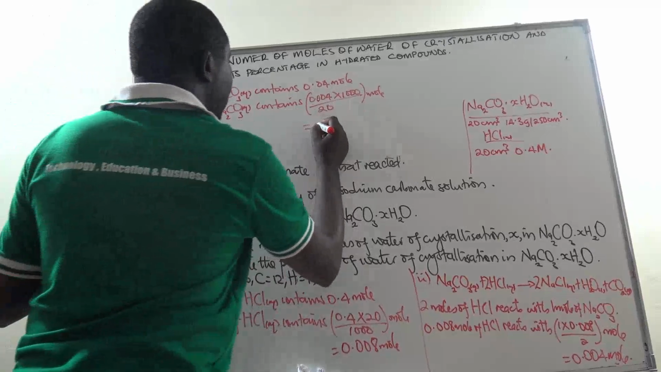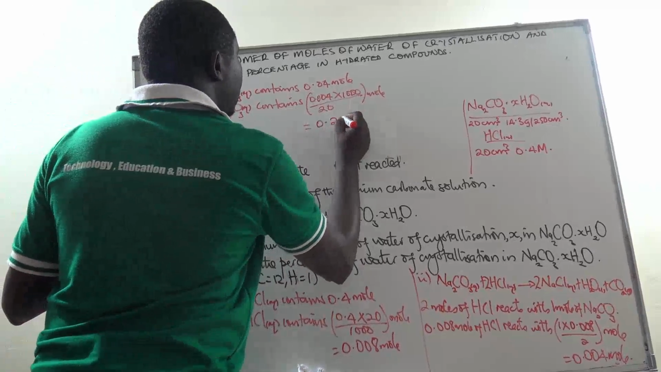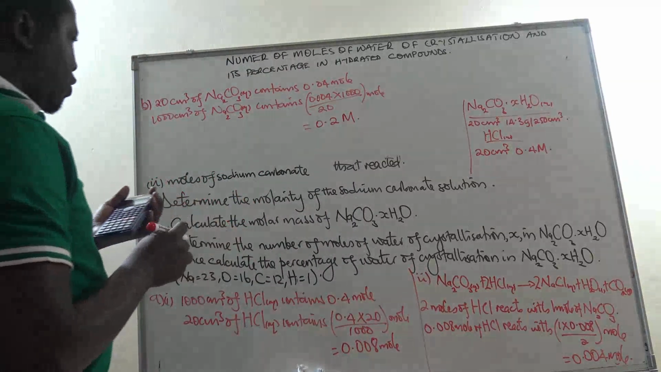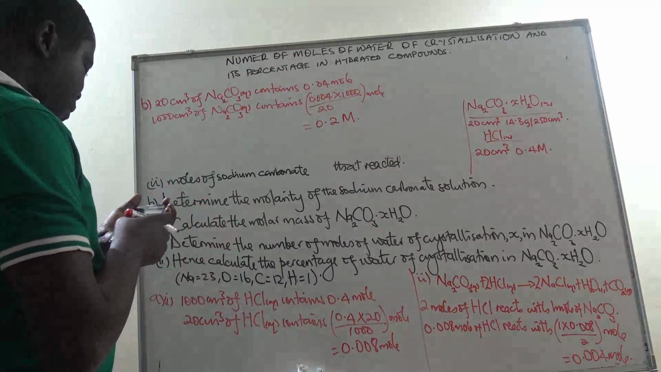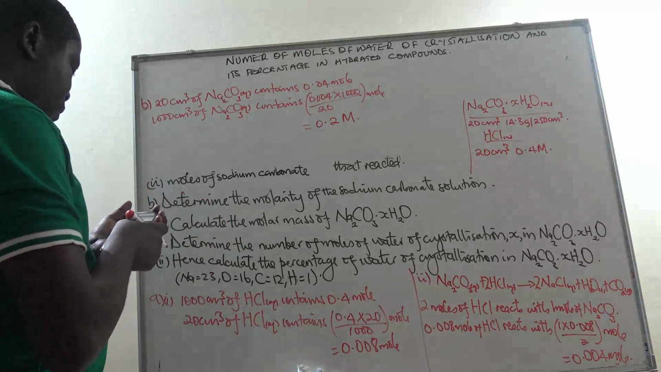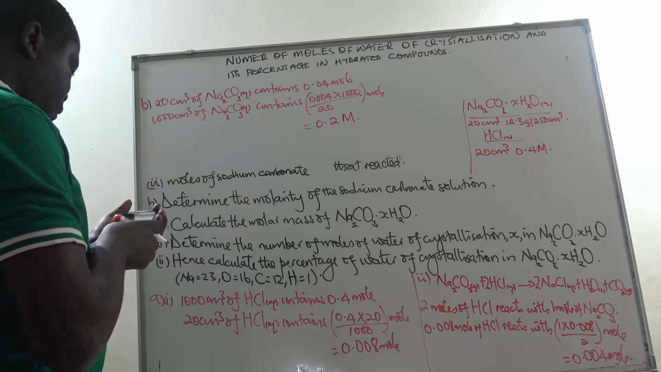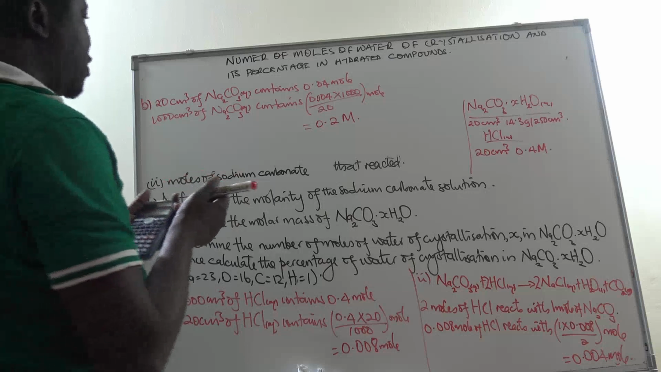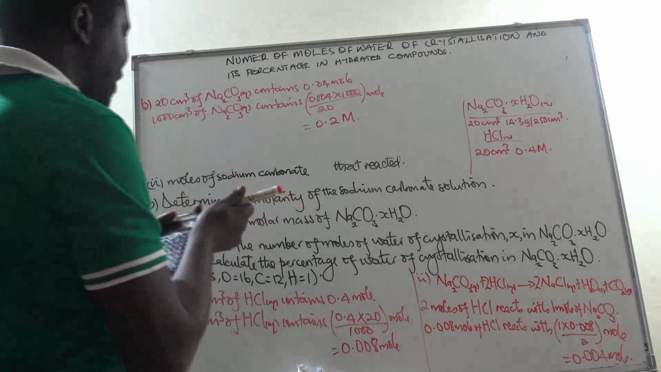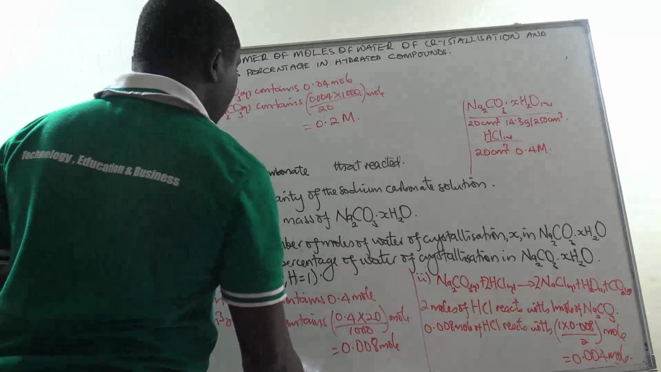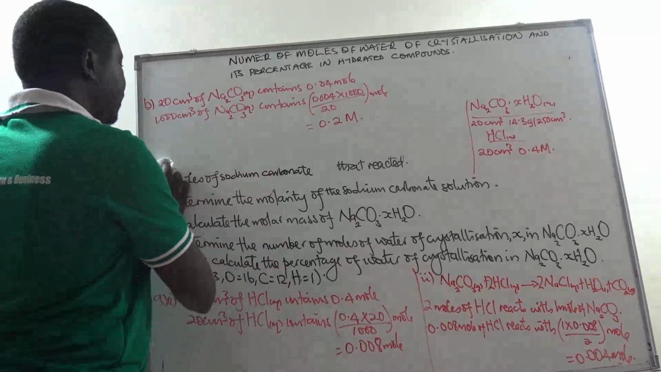So it has given us 0.2 capital M, and that's the molarity of the solution. Let us try to prove 0.004 times 1,000 out of 20. So we have 0.2 capital M, that is the molarity of the sodium carbonate solution. Let's go to the next part in this case.